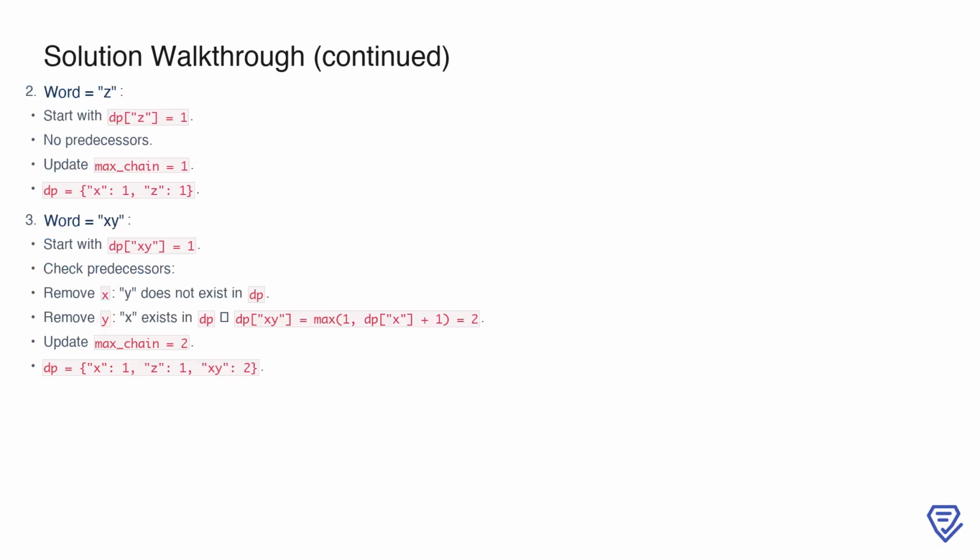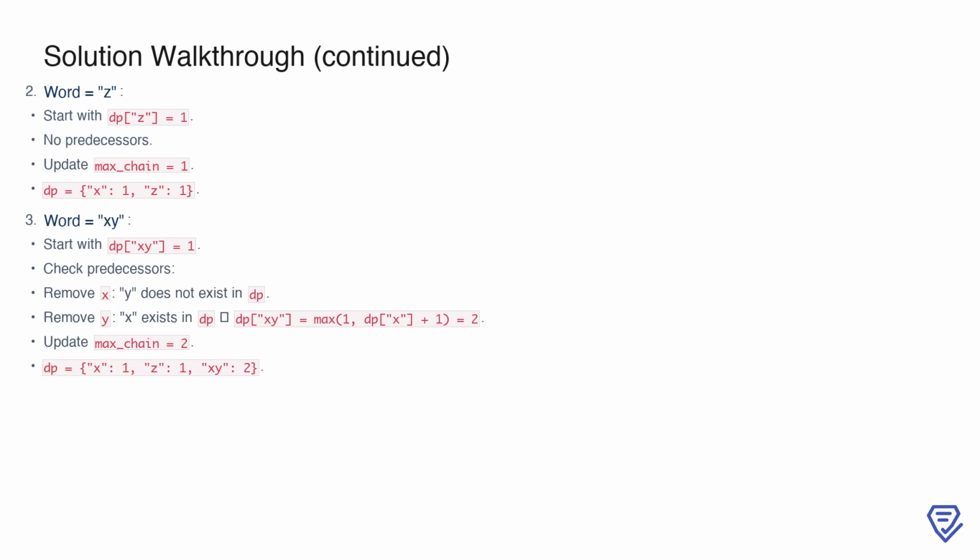The next word is z. Similar to x, we start with dp[z] equals 1, and since it has no predecessors, no updates are made. The max_chain remains 1. The dp dictionary is now {x: 1, z: 1}. Now for the word xy, we start with dp[xy] equals 1. Checking predecessors, removing x gives y, which does not exist in dp. Removing y gives x, which does exist in dp. This allows us to extend the chain ending at x, so we update dp[xy] to 2.